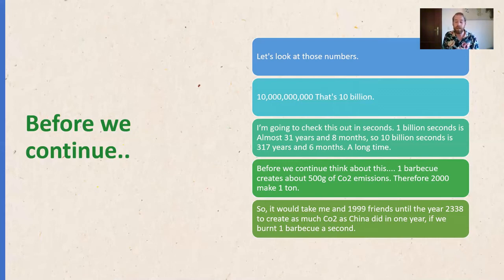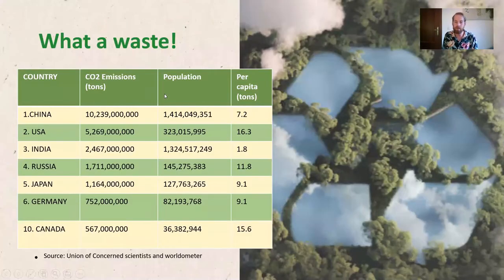Quick recap again. Me and my 1,999 imaginary friends would be cooking our barbecues until the year 2338, as long as we cooked 1 per second, day in, day out, for over 317 years. A likely story. We're going to look very quickly again at the table, so you can take in the numbers. If you need to pause, go ahead.